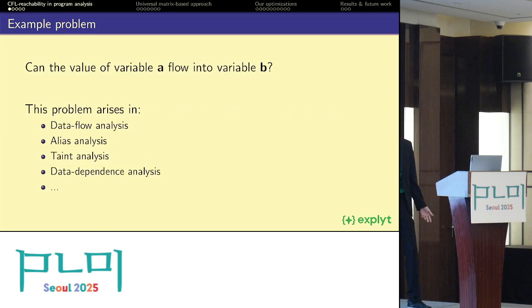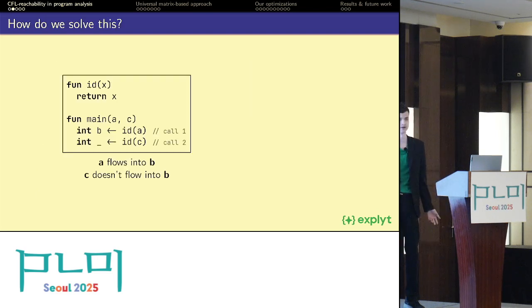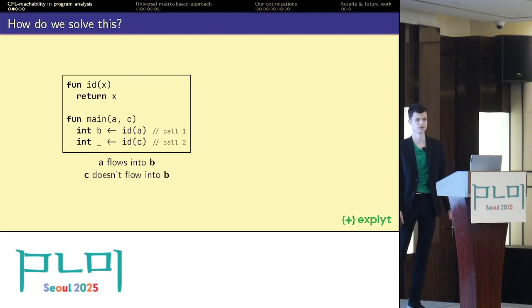analysis. Let's start with a very common problem, which is determining if the value of some variable A can flow into another variable B. You can imagine how this problem arises in all the different types of static analysis, but how do we actually solve it? Let's say we have a very simple program. It consists of an identity function called ID and a main function that calls the identity function twice. Here, A flows into B because ID of A is assigned to B, while C doesn't flow into B because ID of C is unused.